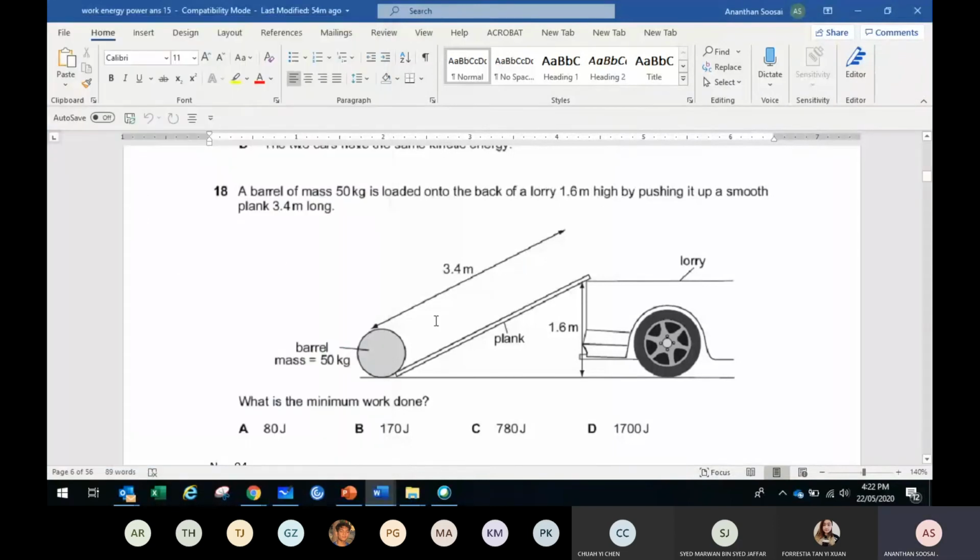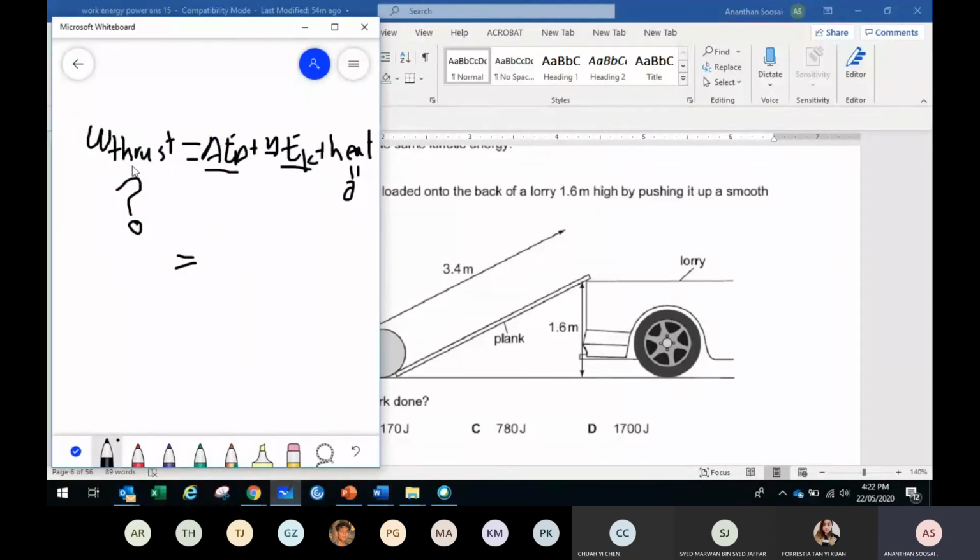But is there a gain in Ek? Is there any kinetic energy rise? They never said anything about kinetic energy, never said it's accelerating. But they said it's a minimum work. What is the minimum work you can do? Do you want the object to gain kinetic energy? No need. So Ek also is zero.